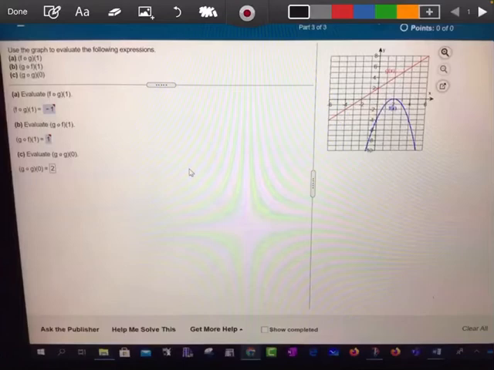All right, so guys, this is a question out of 2.8, and the student's trying to figure out how do we do these problems here. So let's go through it together. I'm going to do the first one right here. So I'm trying to find f composed with g of 1.